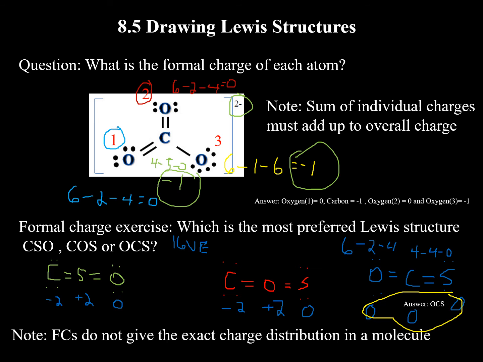You could have also done this by looking at the fact that if you compare sulfur, oxygen, and carbon, the carbon needs the most electrons. It needs 4 more to make 8. Therefore, carbon would be in the middle.